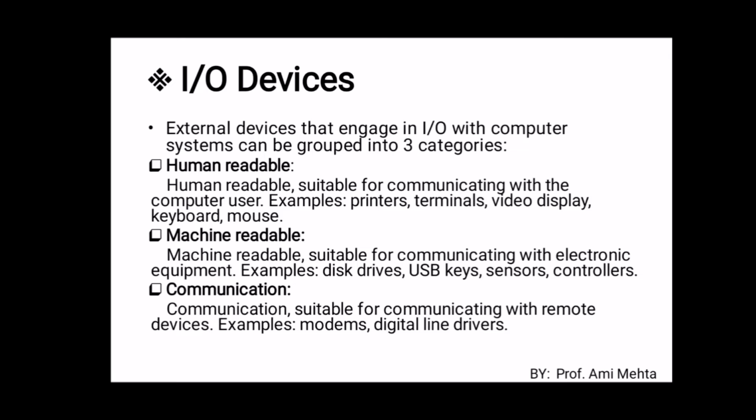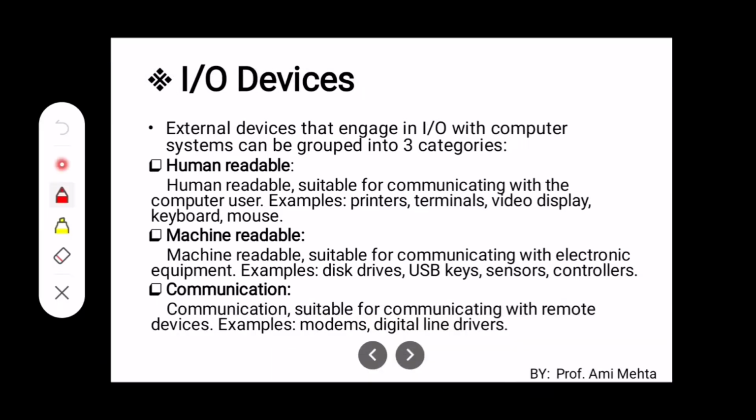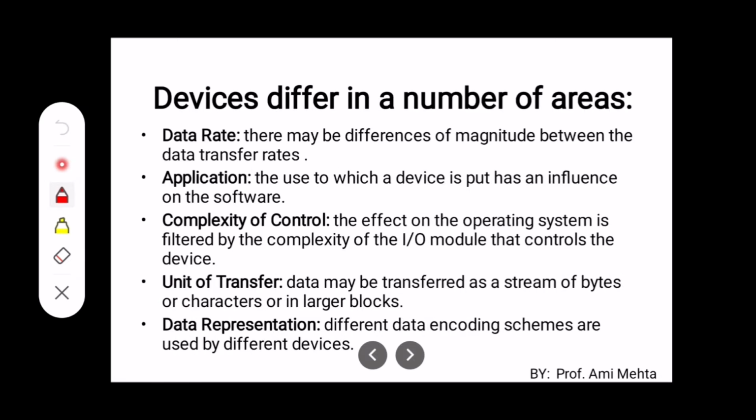And the third one is communication. Communication is suitable for communicating with remote devices, for example modems, digital line drives, etc. So these are the three categories of IO devices: human readable, machine readable, and communication. Now these devices differ in a number of areas.